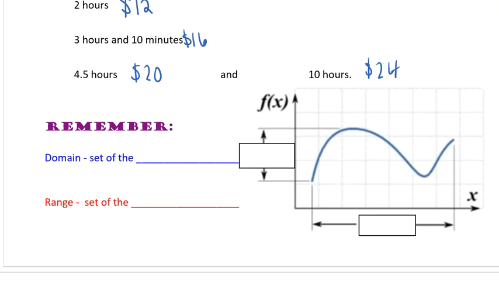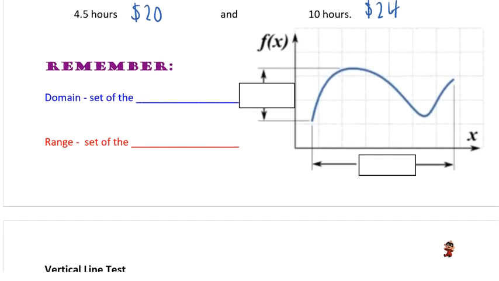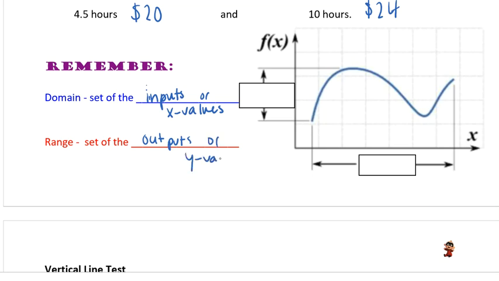There we go. So as a reminder, the domain is the set of the inputs, or x values. And the range is the set of the outputs, or y values. So as we look at it, this would be my domain from left to right, and this would be describing my range up and down.